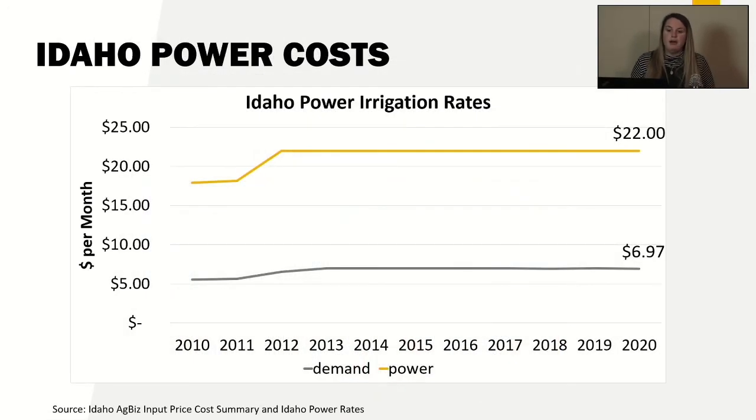So, Idaho Power cost. This year it's the same for the irrigation rates, and we did see that the demand rate went down 1 cent. So if that changed anything for you, great. Hopefully 1 cent actually means a lot for you, but it was a small change: it was $6.98 and now it's $6.97 for the demand charge.